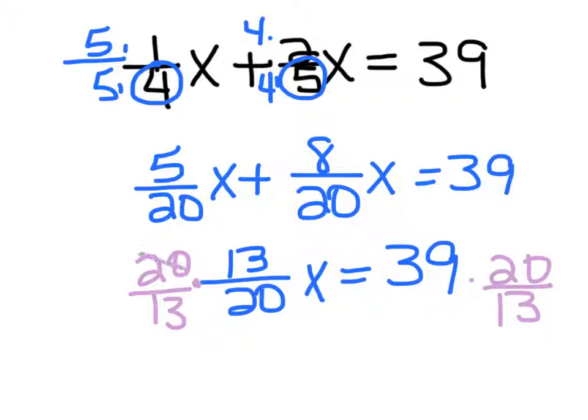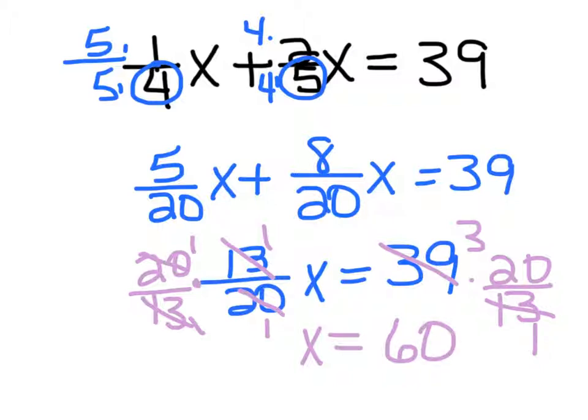Okay, 20 and 20 reduced to 1 and 1. 13 and 13 reduced to 1 and 1, so we're left with 1x. 13 and 39 reduced. 13 into 13 is 1, and 13 into 39 is 3. So x equals 3 times 20, which would give us 60. So our solution is x equals 60.